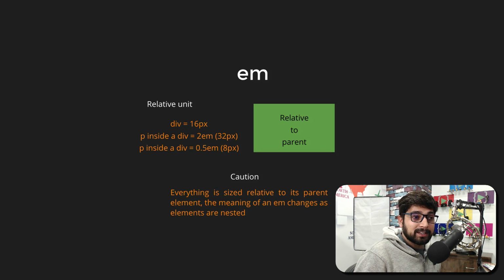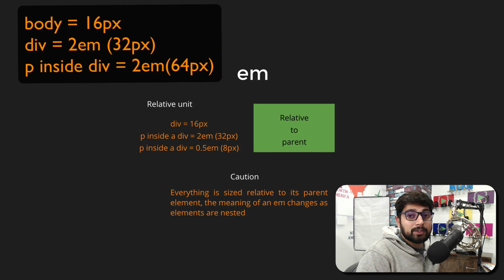Now, a word of caution here: it gets extremely messy if you have too much nesting and you have defined everything in ems. For example, if your body is defined as, let's say, 16 pixels, and inside that there is a division defined as 2 ems, that means your division is 32 pixels. And if you define a paragraph inside that division and you define 2 ems again, it is going to be 32 times 2, which is 64 pixels, just with the 2 ems. So a word of caution here: it is too relative, so be cautious while using it.